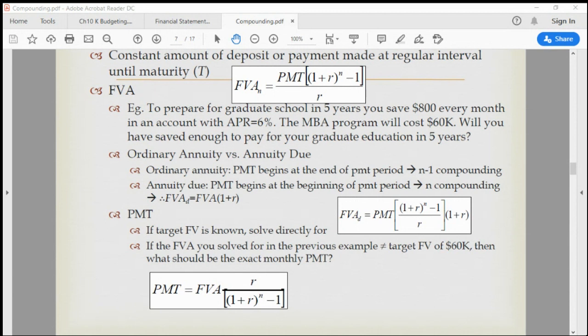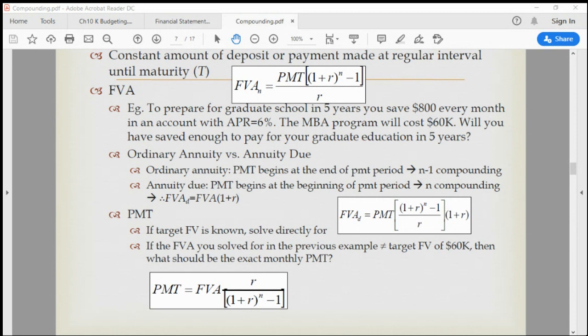Now, that kind of cash flow is called annuity, right? The term annuity sounds like something annual, but it doesn't have to be annual. It can be monthly, weekly, quarterly, daily. The point is, annuity is a payment or deposit made at regular interval in the same amount all the time, in constant amount.